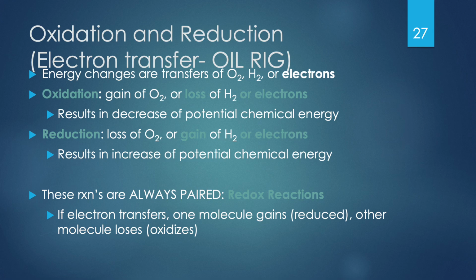And now keep in mind that these reactions are always paired. That's why they're called redox or reduction-oxidation reactions. So what's happening here is one molecule gives up an electron and the other one receives it. Because of that, one element is going to be oxidized and the other is going to be reduced. Hence, this is together called a redox reaction.